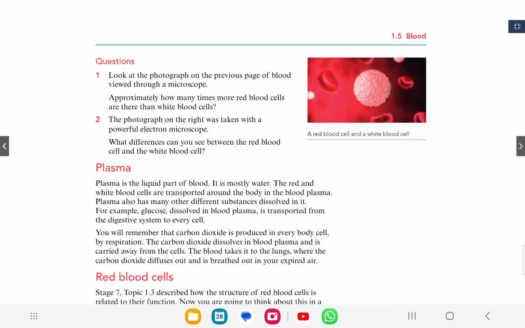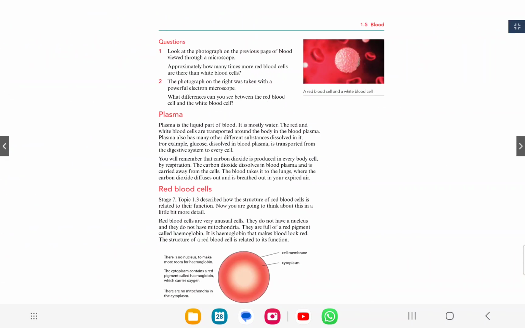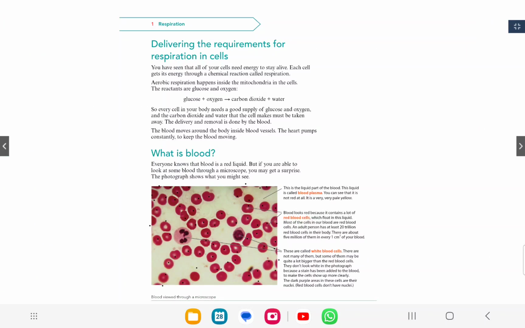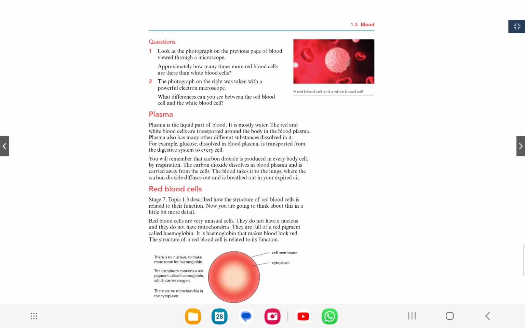Now it's time to solve the questions. Look at the photograph of the previous page of blood viewed through a microscope. Approximately how many times more red blood cells are there than white blood cells? So let's count. There are 64 red blood cells and there are 2 white blood cells. So that's one white blood cell for 32 red blood cells. So the answer to this is 32.